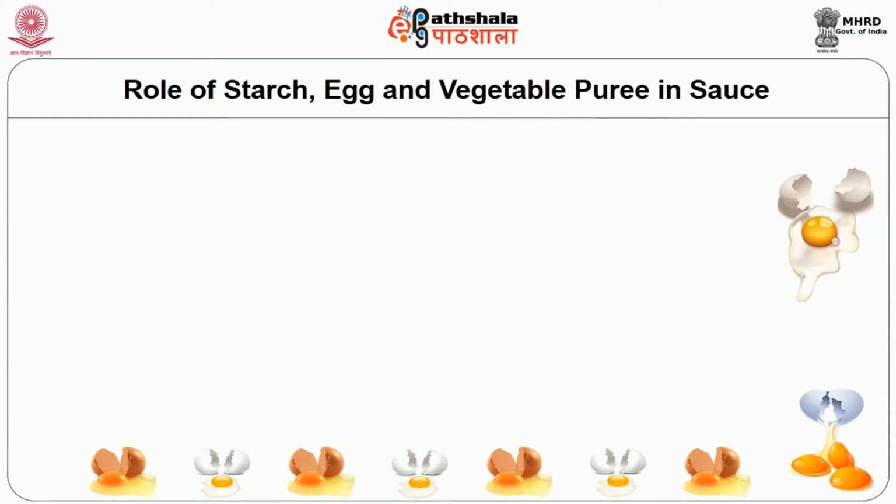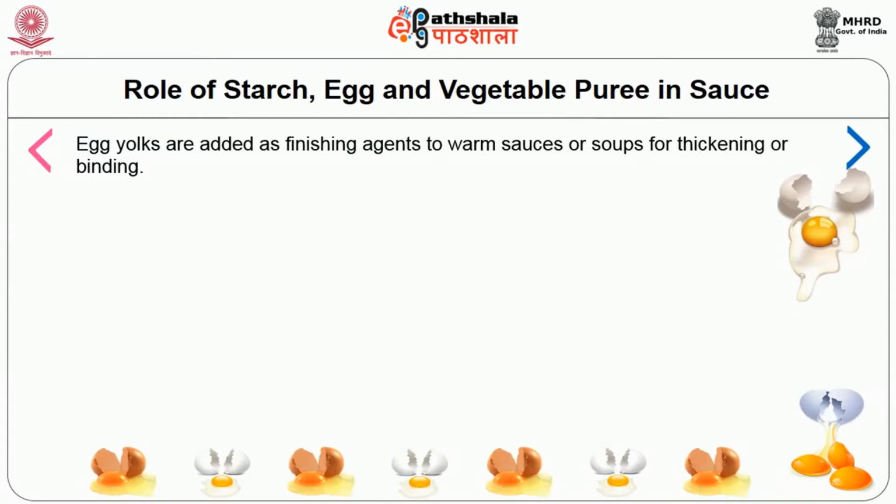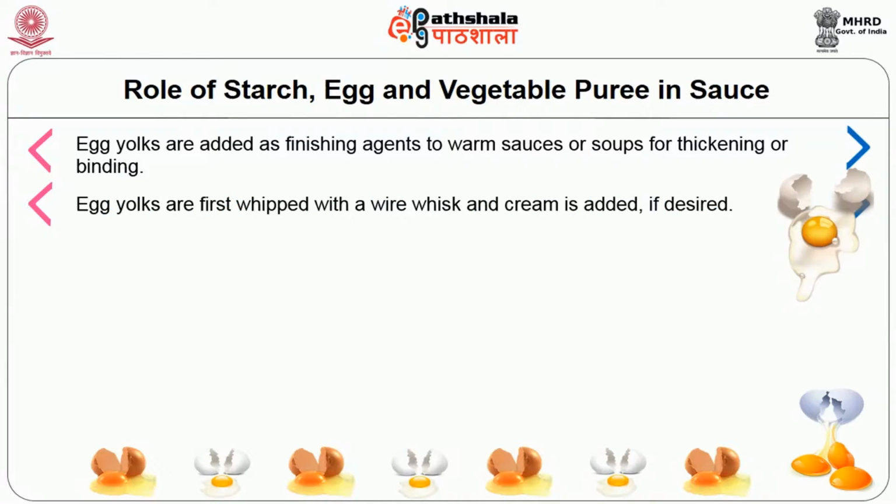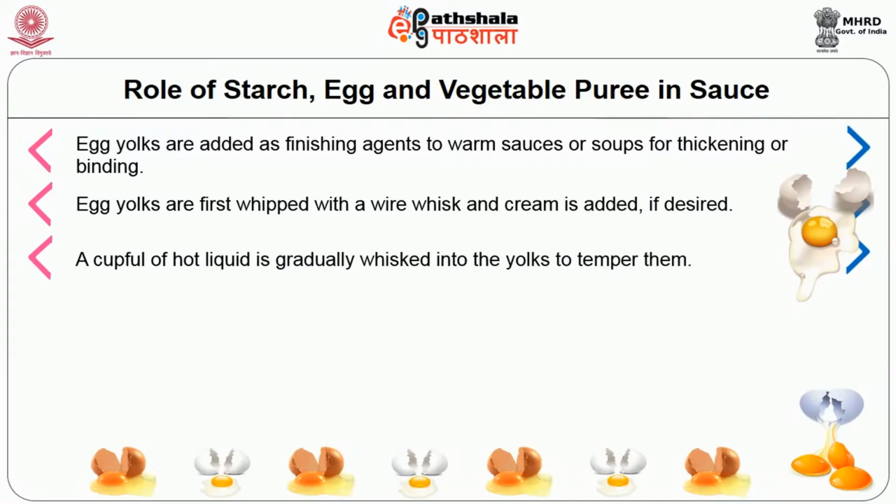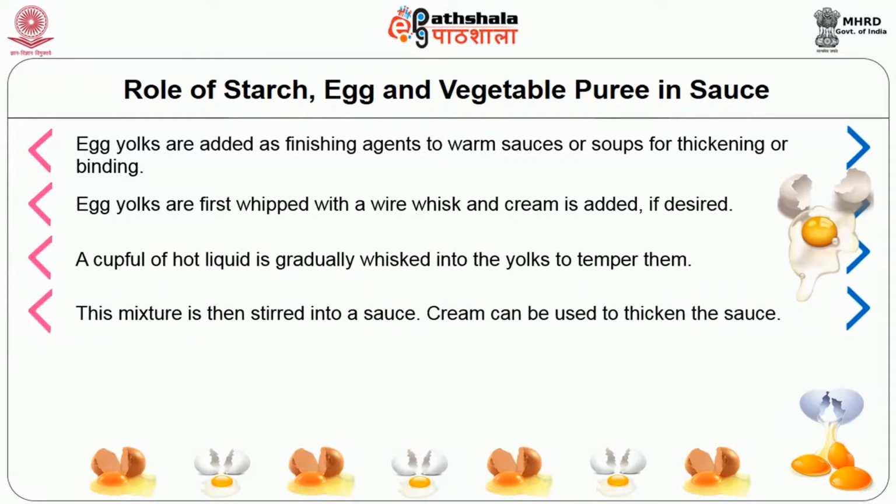Egg yolk is added to many of the sauces. It is one of the popular thickening agents used in sauce preparation. Egg yolks are added as finishing agents to warm sauces or soups for thickening or binding. Egg yolks are first whipped with a wire whisk and then made into a cream and added to the dish. A cup of hot liquid is gradually whisked into the yolks to temper them. This mixture is then stirred into a sauce, and cream can be used to thicken the sauce.